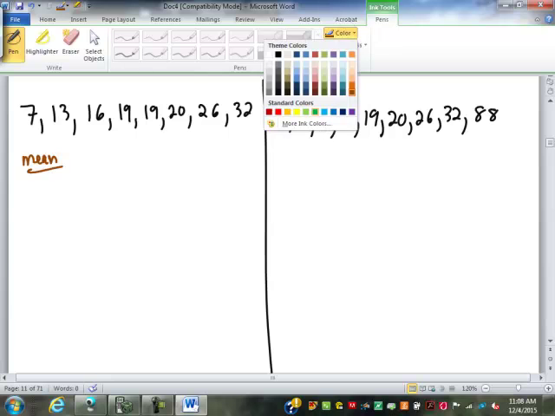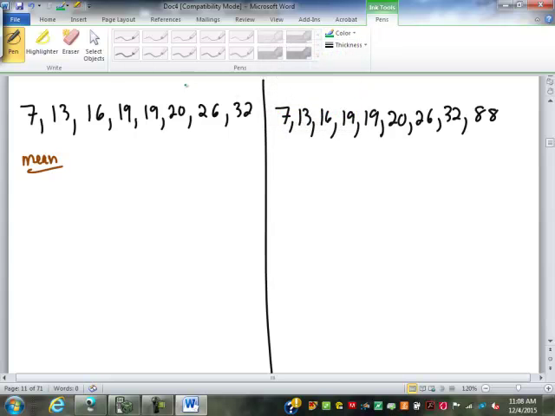So we have to add that. First of all, what's n equal for this? N is how many? Yep, so 1, 2, 3, 4, 5, 6, 7, 8 is n. So we're going to add them up. 7 plus 13 plus 16 plus 19 plus 19 plus 20 plus 26 plus 32.